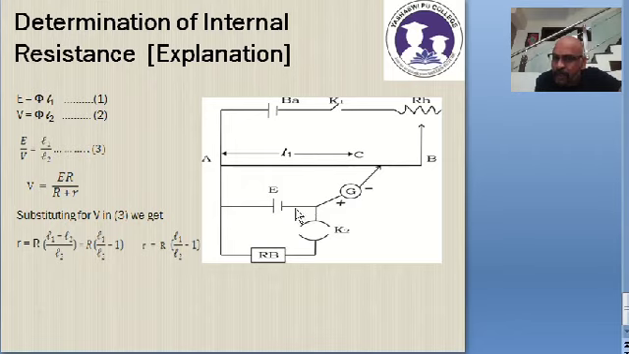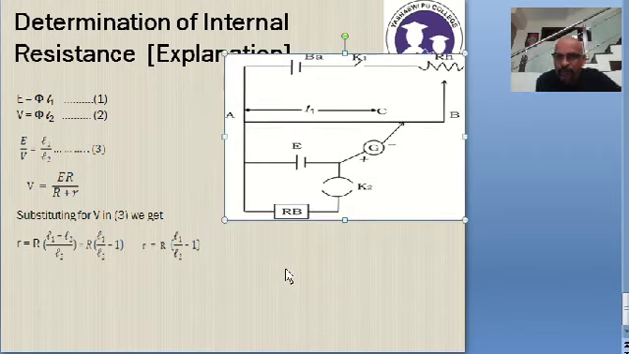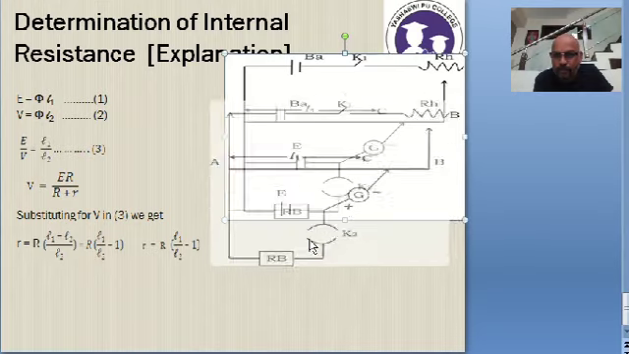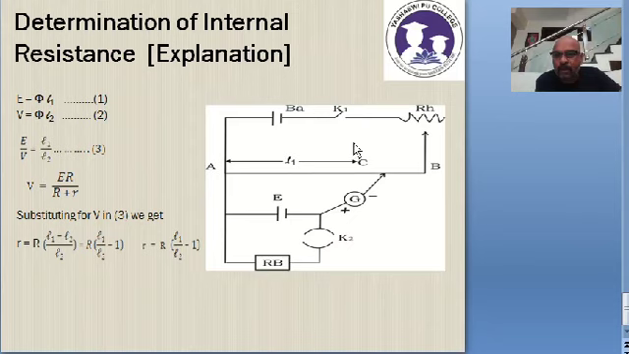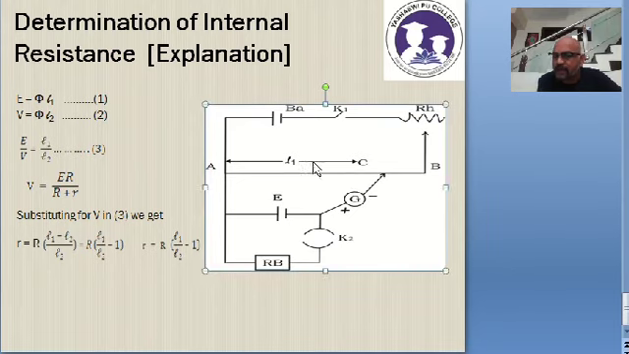So when K2 is open and K1 is closed, only the cell is included. Therefore you will measure the EMF of the cell. That means the length L1 is proportional to the EMF of the cell, or EMF is proportional to the length L1. Now do one thing, close the key K2.